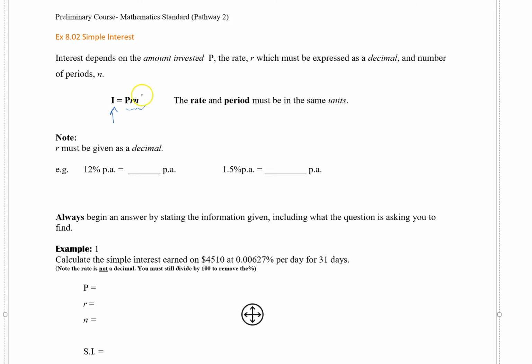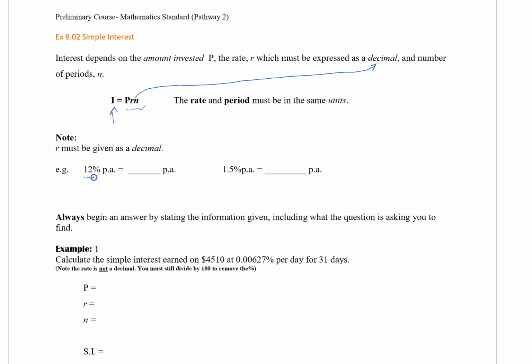The rate must be, as these notes say, a decimal. So it won't usually be given as a decimal. It's more commonly given, for example, as you can see here, 12%. It is sometimes given and it looks like a decimal because it's got a decimal point in it. However, this is not the decimal form for the rate. Why not? Because it has a percentage sign on it.